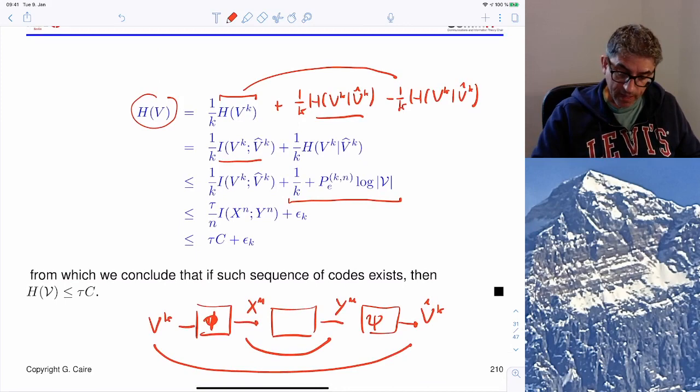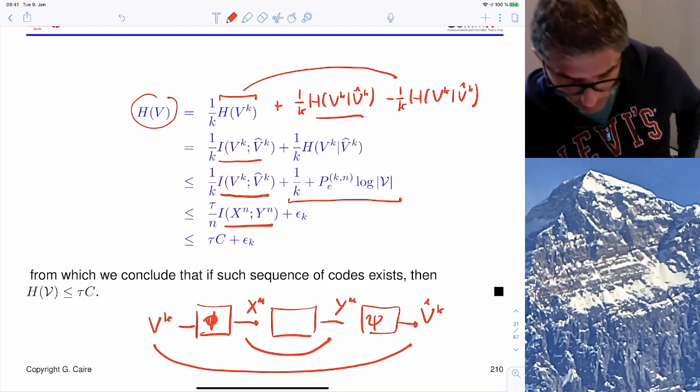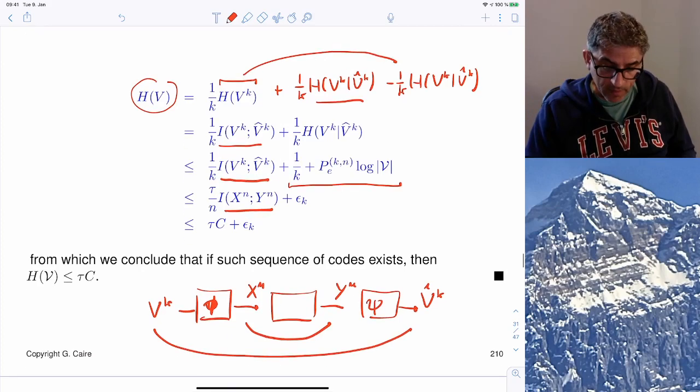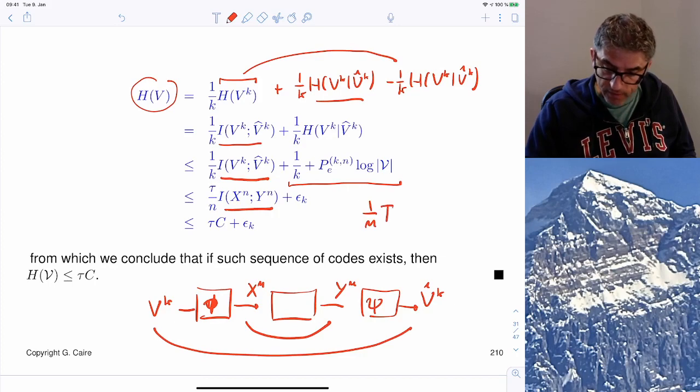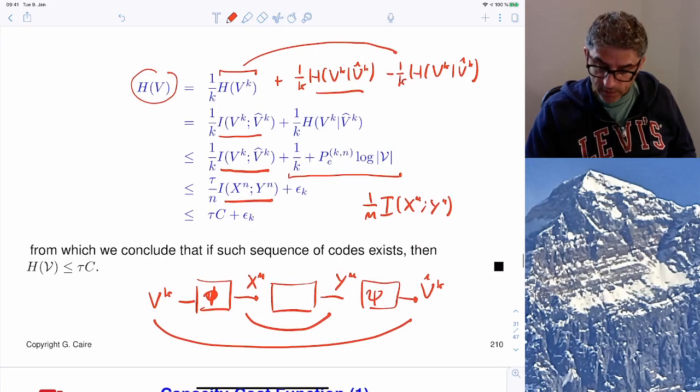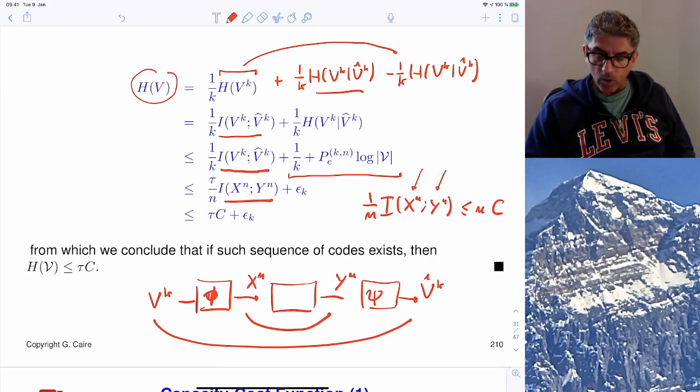So we can take this mutual information, upper bounded by this, multiply and divide by n. So now we have n over k makes tau, and then we have 1 over n, right? And then what we have at this point is that 1 over n times the mutual information between the sequences is less or equal than the capacity. Why is that? These sequences are induced by the code. These are n-letter sequences induced by the code.